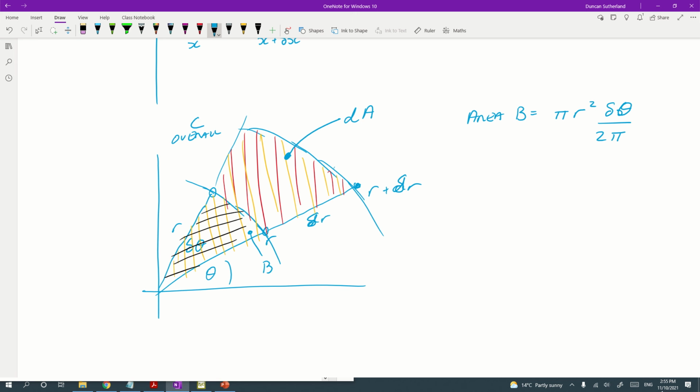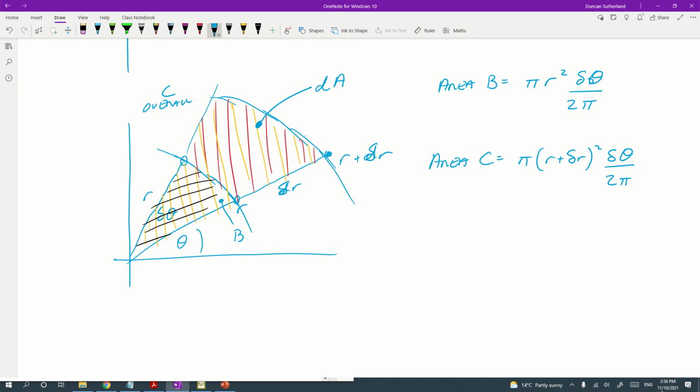Sorry, the area of the sector of the circle C. Note that the angle, the d theta, doesn't change, nor does theta ever actually feature in this, right? It's only d theta that happens to be important, because obviously if you just rotate this around a bit more, it's still going to have the same area.